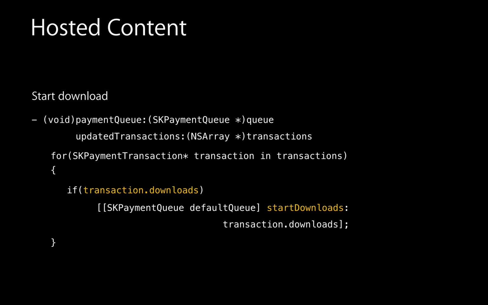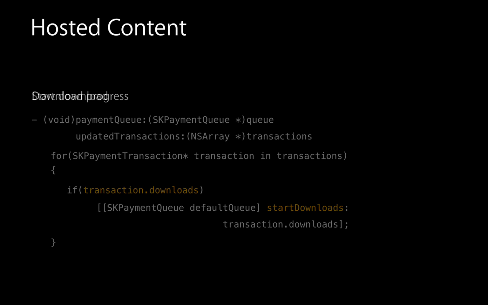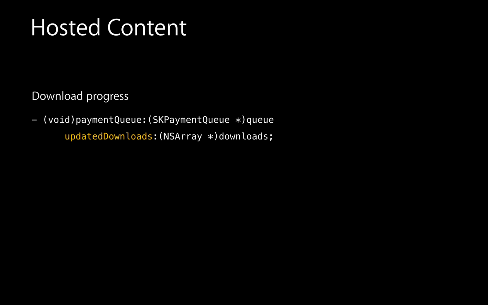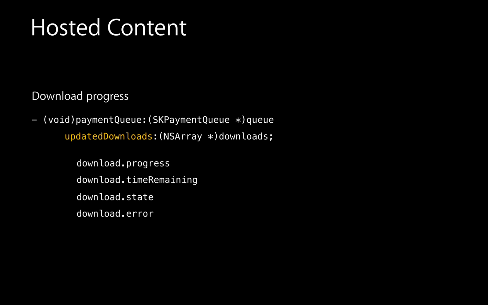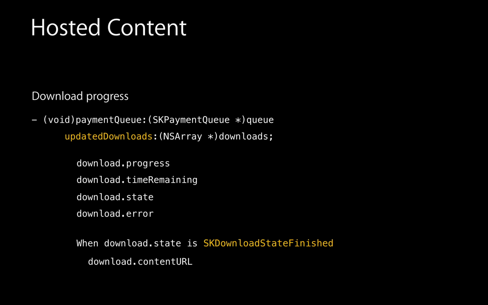StoreKit in our background process then takes care of downloading that content and gets it to the user as quickly and seamlessly as possible. When the download progresses, you'll also receive updates via the SKPaymentQueue observer method, payment queue updated downloads. This will tell you things like progress and time remaining, as well as state and error. And when it's finished, you will get a content URL where you can locate where that content has been downloaded to.